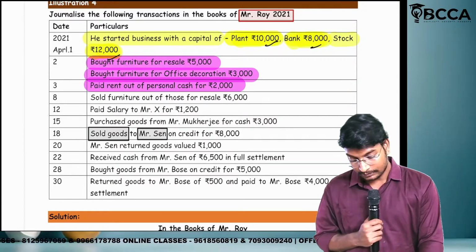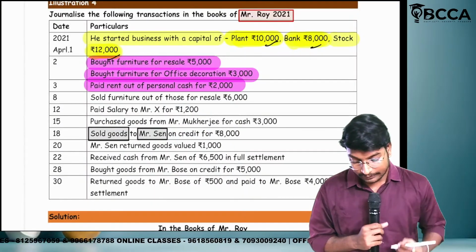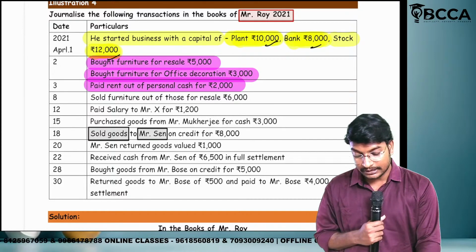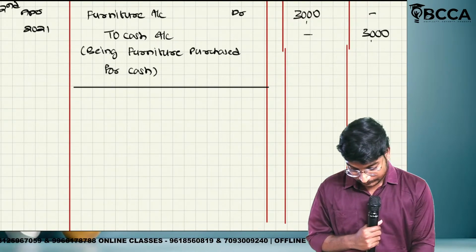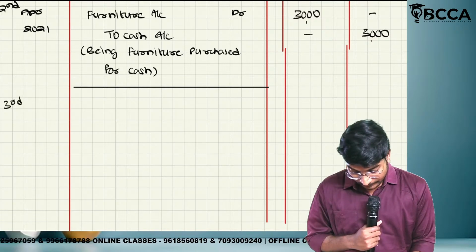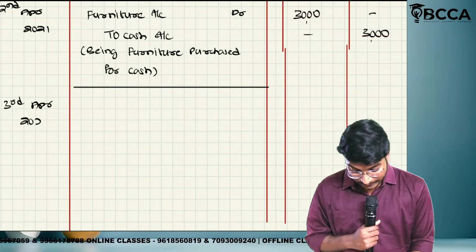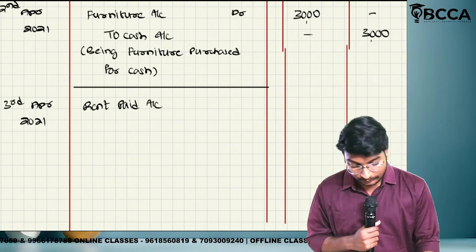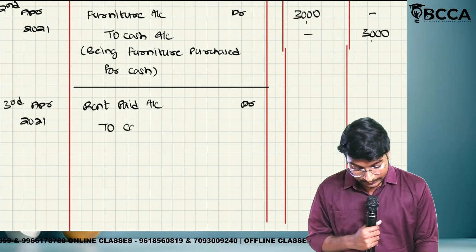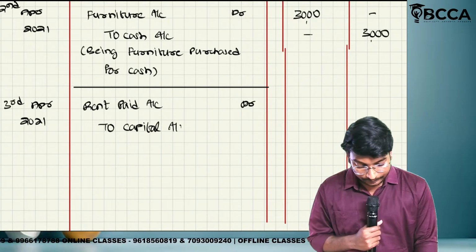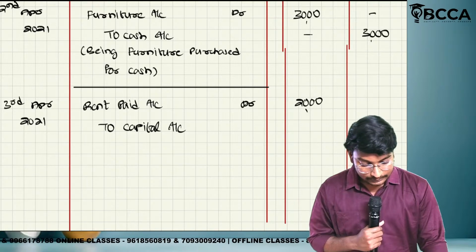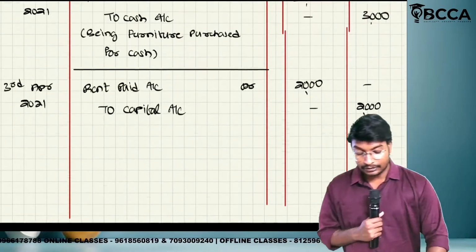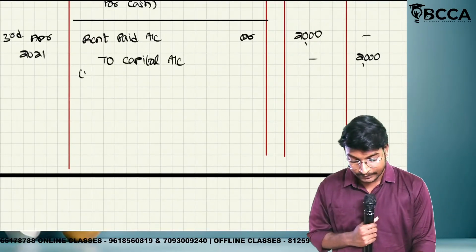Okay? So what is the date of the transaction, ma? 3rd April 2021. Rent paid account debit to capital account. Amount is 2,000. Guys, is everything fine or not? So what is the narration we need to write, ma? A brief explanation about the journal entry.